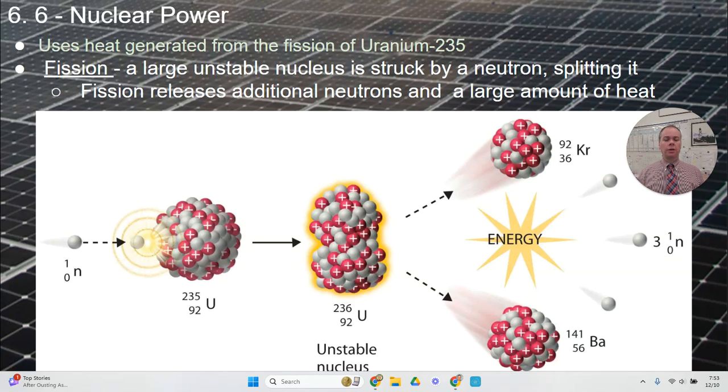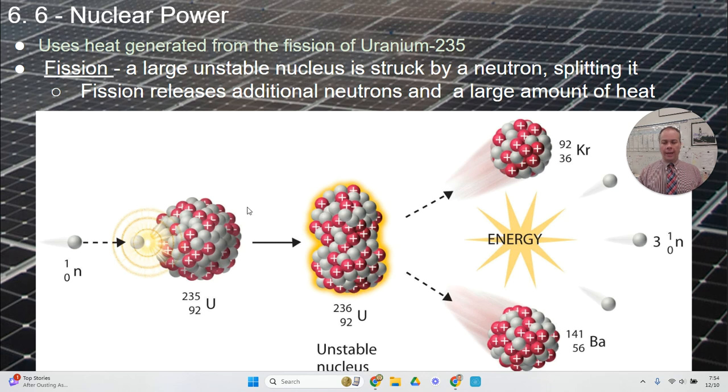In topic 6.6, we're talking about nuclear power, using nuclear reactions to generate electricity. And the way that nuclear power works is it uses the heat energy that's generated by the fission of uranium to boil water, produce steam, spin a turbine, connect it to a generator that generates electricity. So it's similar in some ways to using the fossil fuels to produce electricity, but the source of that heat energy that turns water to steam is different. The source of the energy in nuclear power is uranium.